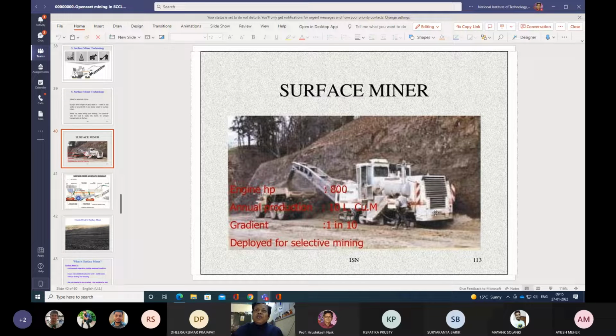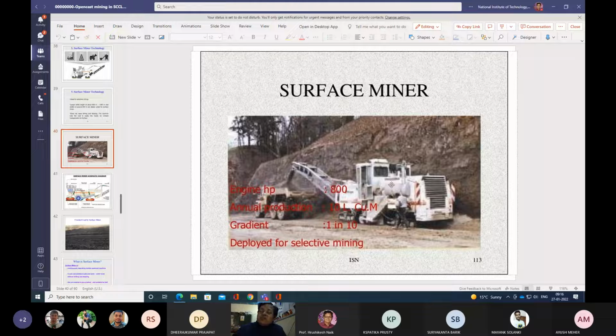So you see, this is the machine which is cutting the coal. After cutting the coal, it is loaded to the belt conveyor, and from the belt conveyor the material is going to the dumper, and the dumper carries the material away from the mine. So this method of mining, surface miner technology, can also be used for limestone mining.